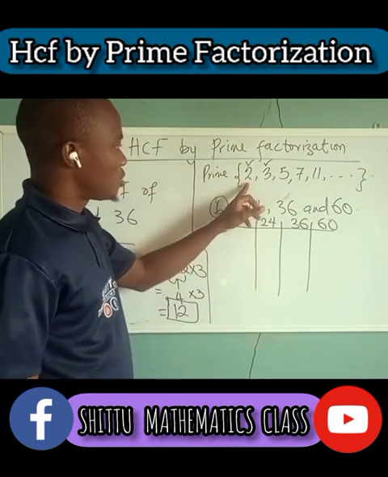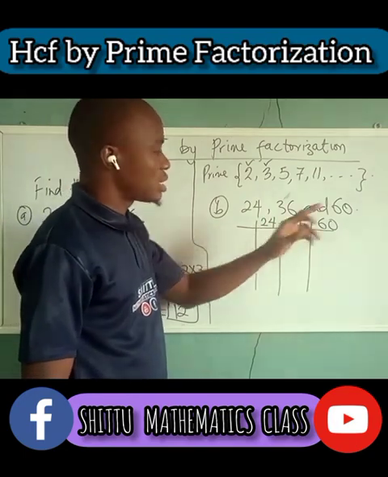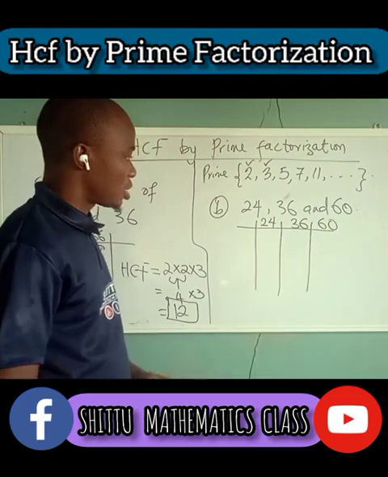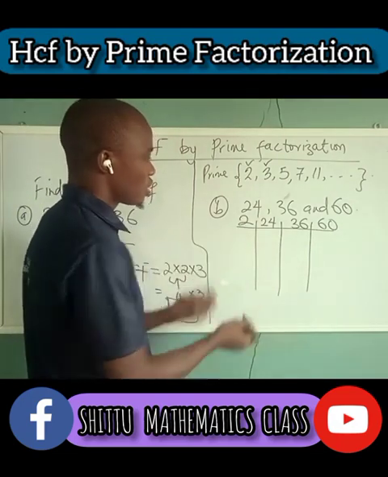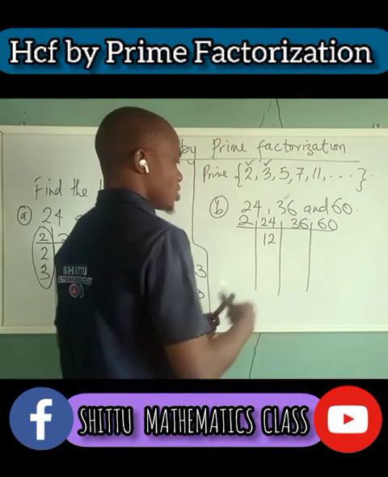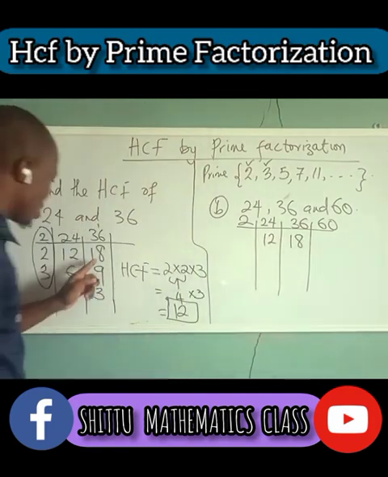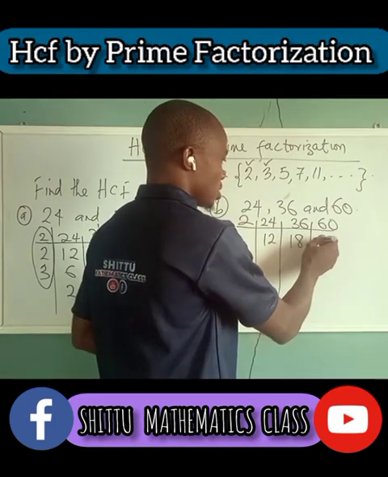Let's start from the first prime number, 2. You can see that when you look at these three numbers, 2 can go in there without a remainder. So we have 2 here. 2 in 24 is going to be 12. Do you understand? Then 2 in 36 is going to be 18. Then 2 in 60, that's going to be 30.